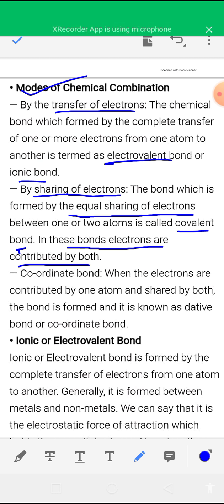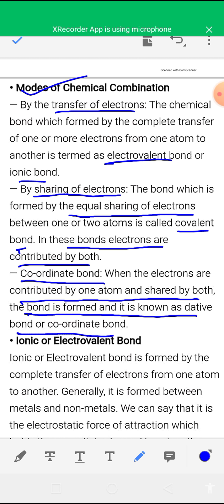And the third type of bond is coordinate bond or dative bond. We have already studied about these three types of chemical bonds in class 10. So what is coordinate bond? When the electrons are contributed by one atom and shared by both the atoms, then the bond formed is known as dative bond or coordinate bond.